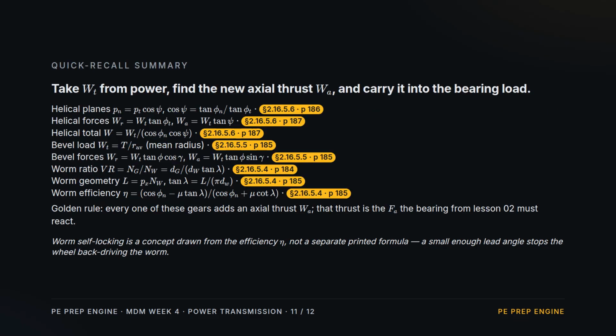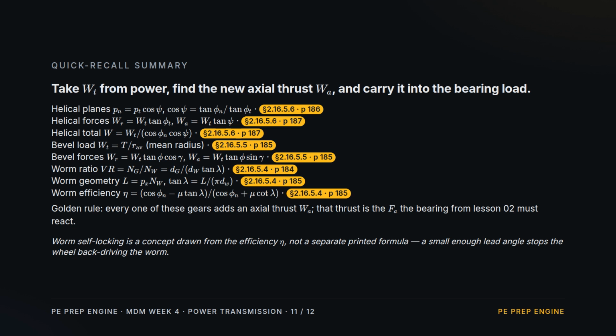Quick recall. For helical gears, the pitch planes are linked by the cosine of the helix angle, and the pressure angles by the same cosine. The radial force uses the transverse angle. The axial thrust is the tangential times the tangent of the helix angle, and the total is the tangential over the 2 cosines. For bevel gears, the tangential load is torque over the mean radius, and the pitch angle splits it into radial and axial with the cosine and sine.